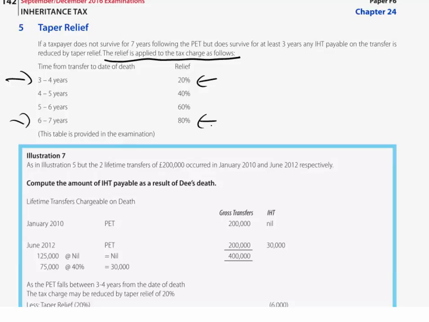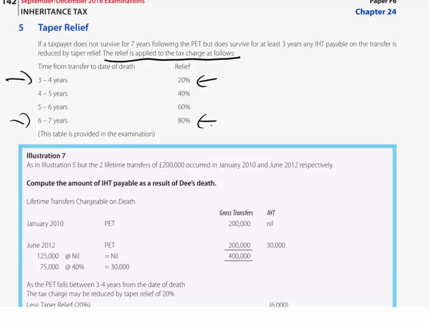Time is everything in the examination. We cannot afford to waste any. I'd have expected that by the time you come to the exam, you'll be very familiar with that basic taper relief table. So it is only available against a tax charge if there is one, and then only if you've managed to survive for at least 3, but obviously not the required 7 years for there to be no IHT charge.